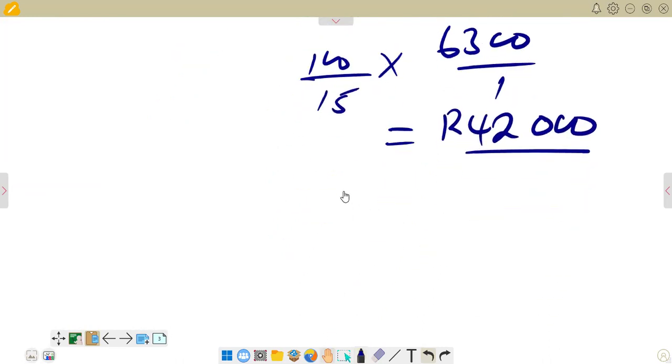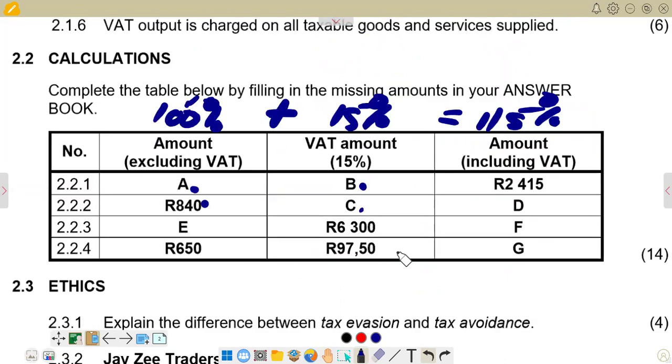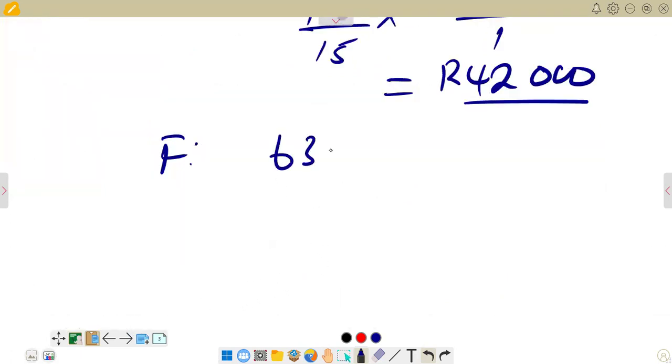Moving on to the next one, which is now our F. On our F, we go back again to see what we have. F is 115%, and our 6,300 rands is equal to 15%. So we want to find the 115. So 6,300 is equal to 15%.